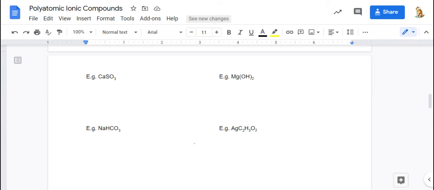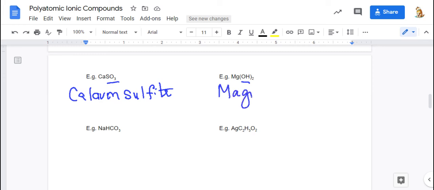Okay, we'll do a couple more examples. CaSO3. Well, SO3 is not sulfate, it is sulfite. It has one less oxygen than sulfate. So this is calcium sulfite. And you can do sulfite with a PH instead of an F if you choose. Either one is acceptable. Mg(OH)2. The OH is hydroxide. So this is magnesium hydroxide.